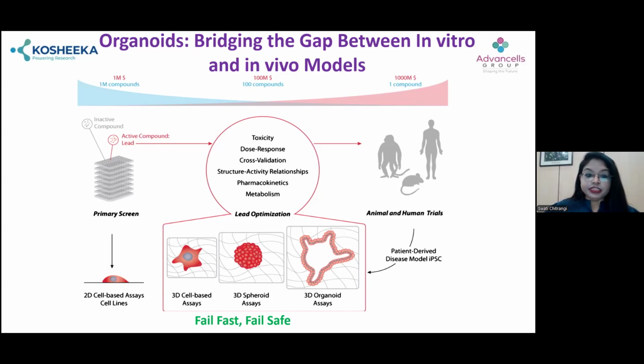So in that phase, if you can couple your 2D cell-based assays with 3D based testing like toxicity, dose response, cross-validation, pharmacokinetics, and metabolism, all these lead optimization, if you can do with the 3D model. So this 3D model is more closer to human clinical trial, because it's directly coming from the patient or from the healthy volunteers.